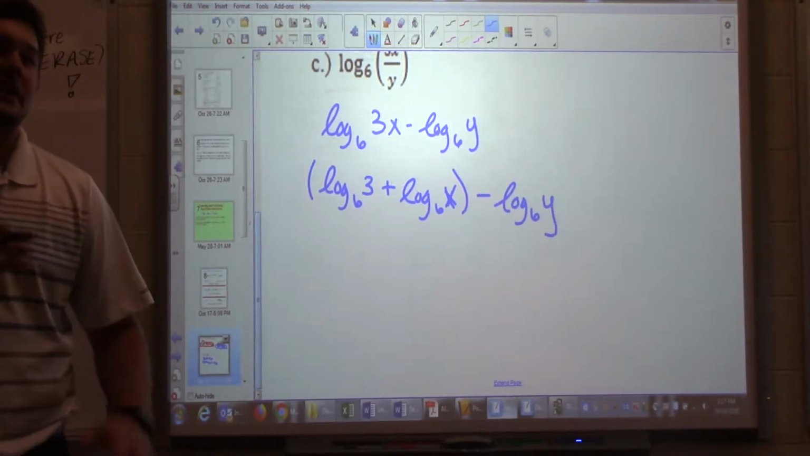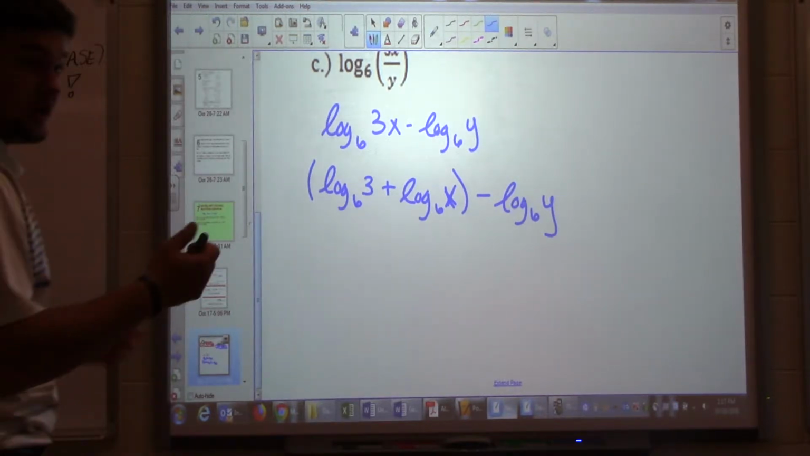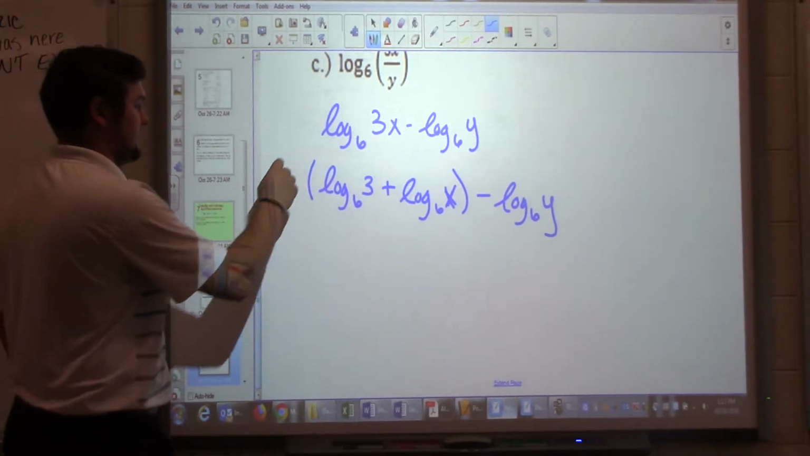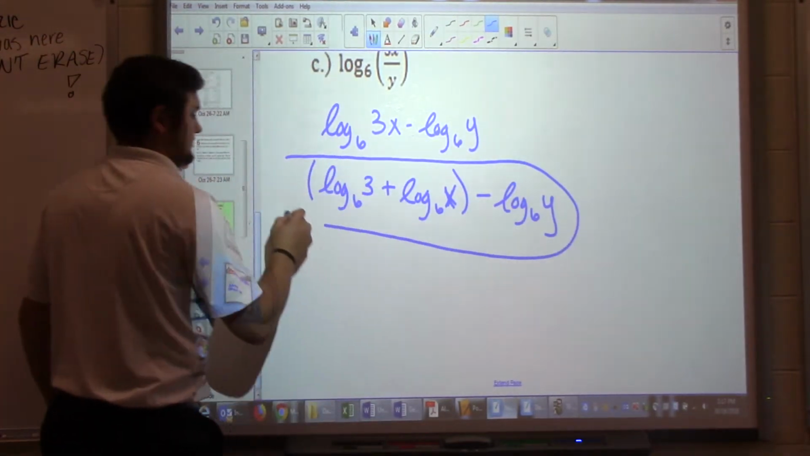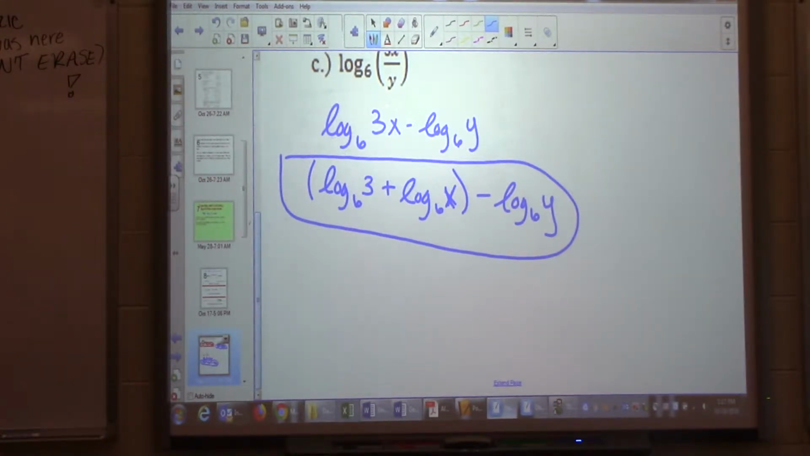Is there anything else I can do to expand it more? Is there multiplication, division, exponents? No, so I'm done. That's my final answer. Any questions on that?